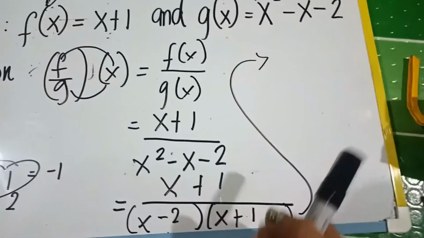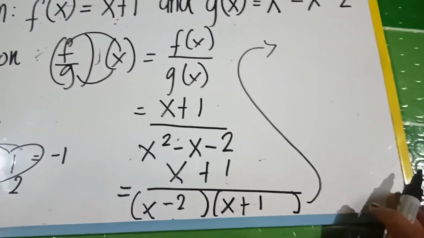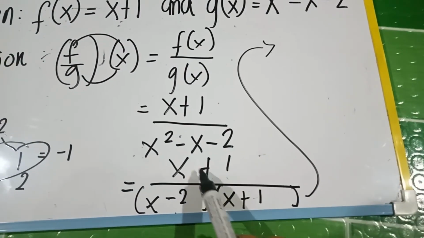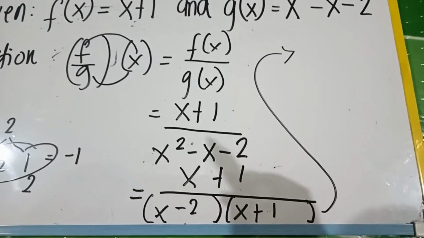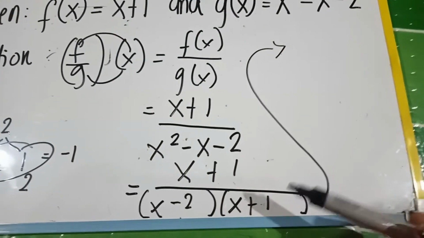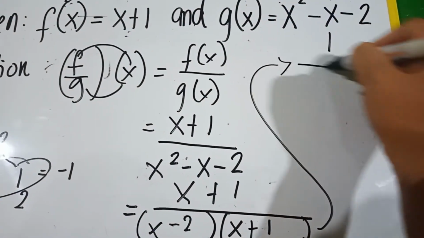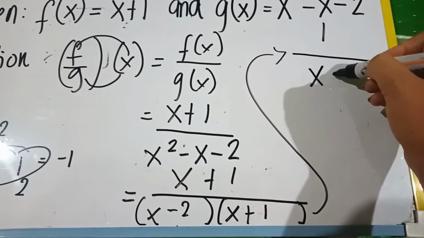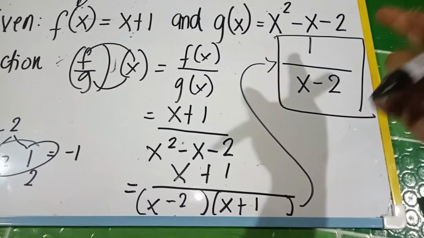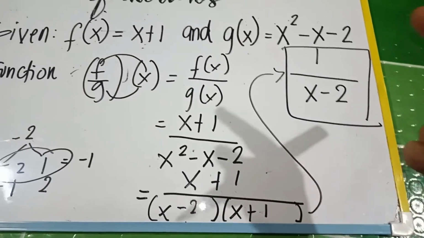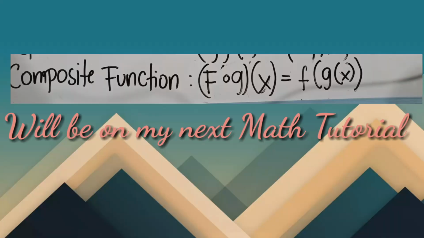Okay, proceed tayo sa taas kasi hindi na siya kasya. Okay, so may common ba dyan? May pwede ba tayong i-divide dyan? So, we have x plus 1 divided by x plus 1. Any number divided by the same number is equal to 1. So therefore, if we are going to divide this, the answer is 1. And then over what? Over x minus 2. So therefore, this is the final answer, 1 over x minus 2. So that is on how to divide the given function.